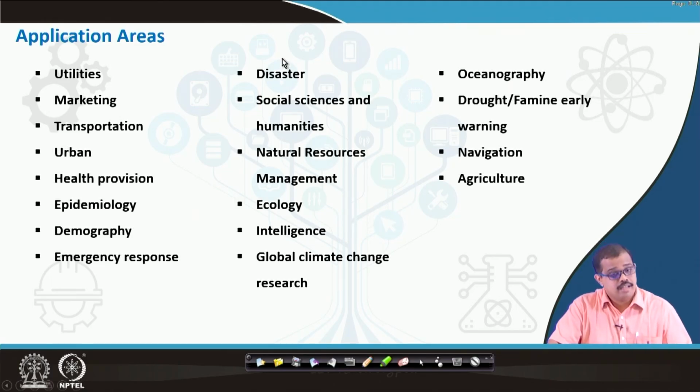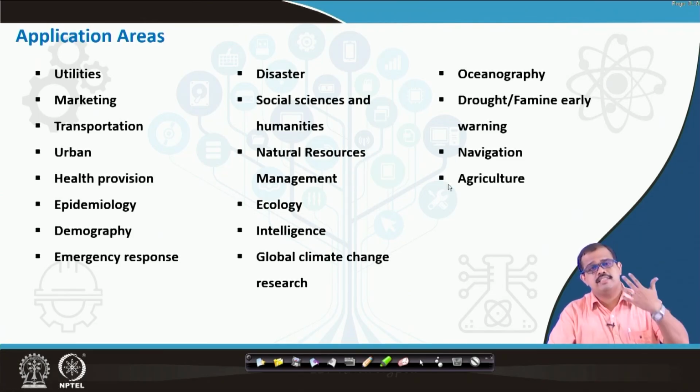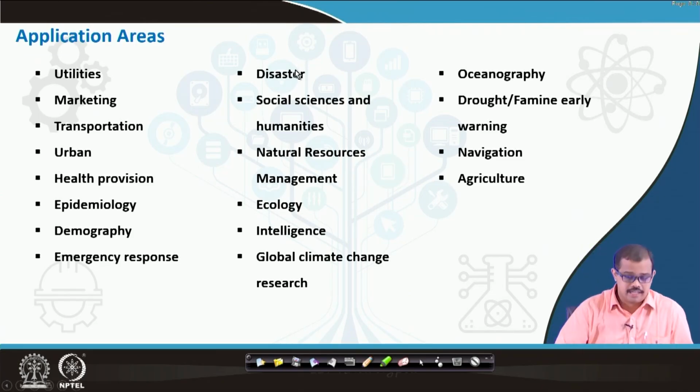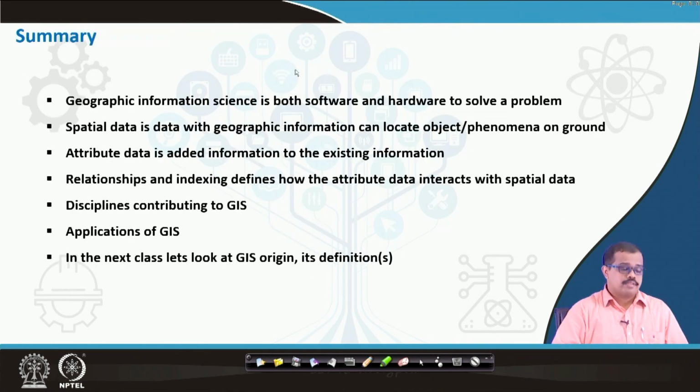Social science and humanities is a very good application area. People have now started with it. Natural resource management, an extremely effective tool is GIS. Ecology, intelligence mapping, global climate change. Climate change research is a very challenging aspect when GIS is considered. Oceanography, navigation, agriculture, drought management, famine management, all of these aspects. If you happen to visit Bhuvan, you get large data sets of most of these application areas, which can be used in certain aspects.